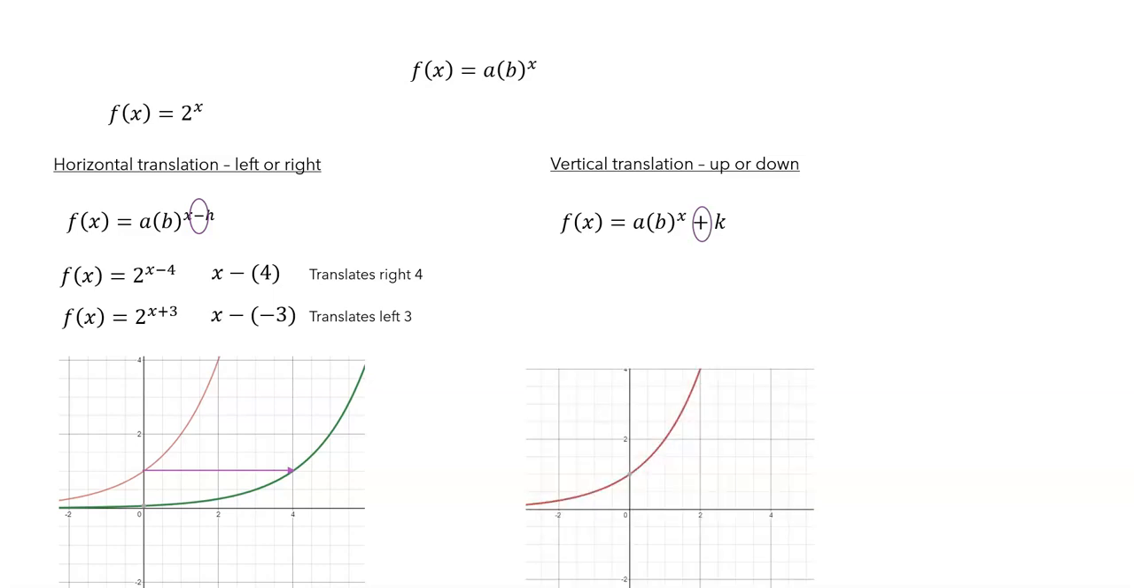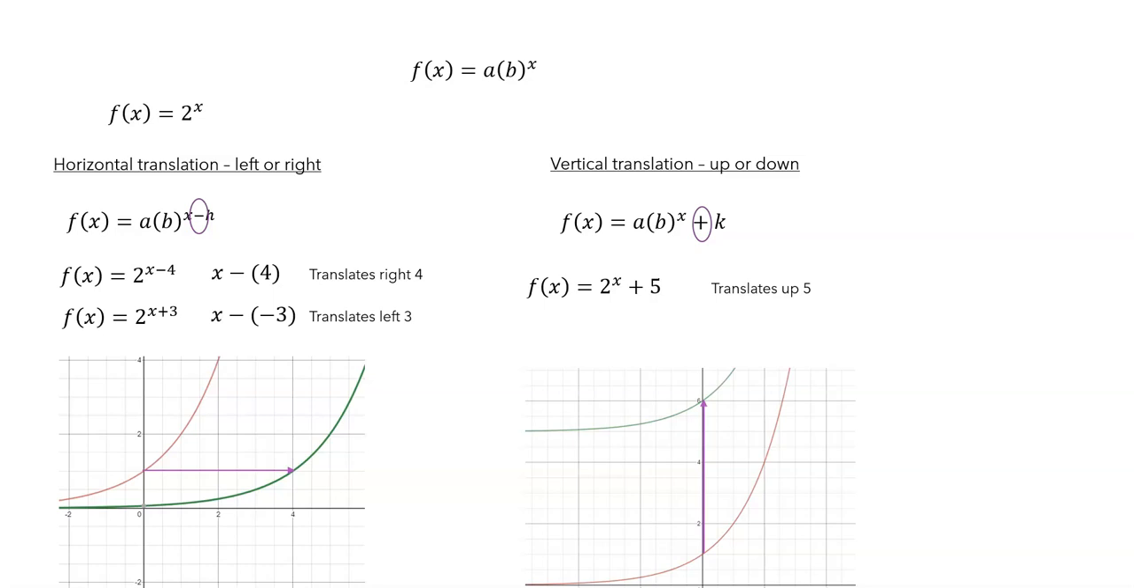So here's our graph again of f(x) = 2^x. And now if we put f(x) = 2^x + 5, that is translating the graph up 5 units because we've added a positive amount. So we've moved the whole graph up 5 units. If I had f(x) = 2^x - 7, then that would translate the graph down 7.